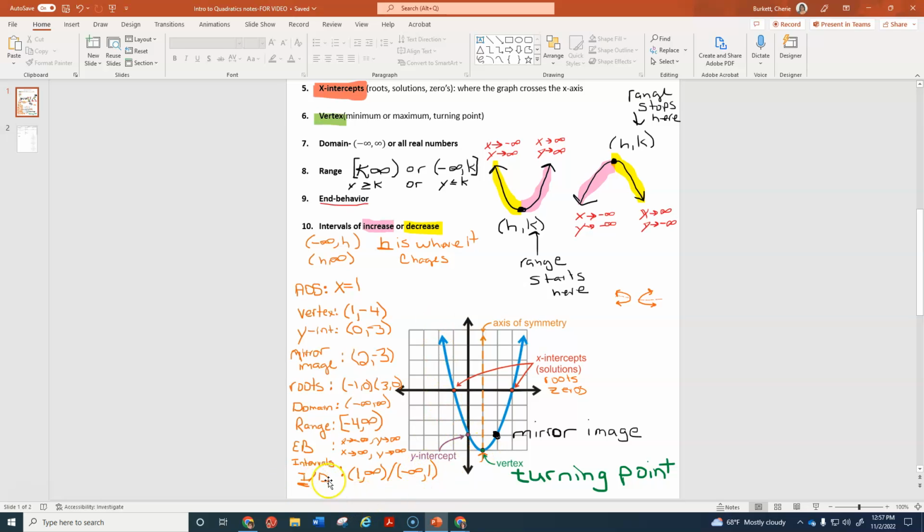Sometimes I may separate it and I just ask you for the increasing one, or I just ask you for the decreasing one. So H is where it changes. Always give me the X value because that's what I'm asking for. What are the X values where the graph is decreasing? What are the X values where the graph is increasing? So it's always going to be H to infinity and negative infinity to H. It's just which one of these is it called? Is it going to be increasing or decreasing on that interval?